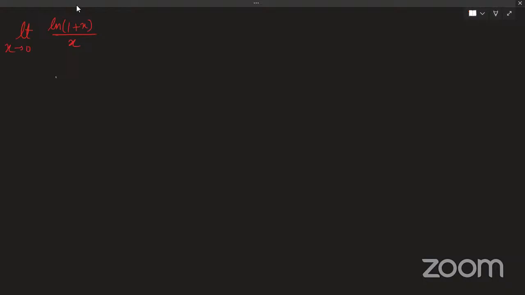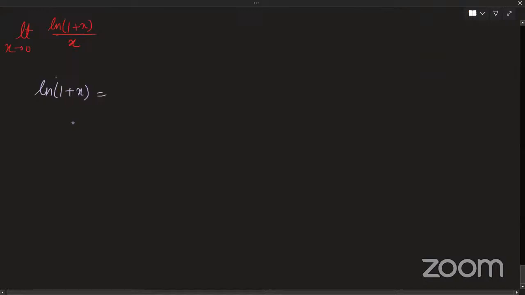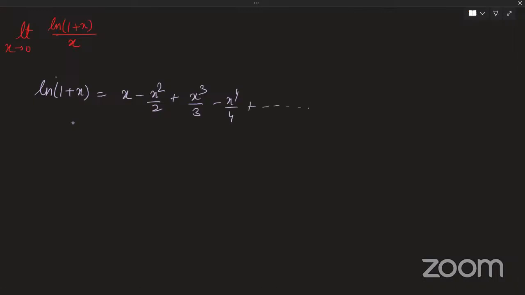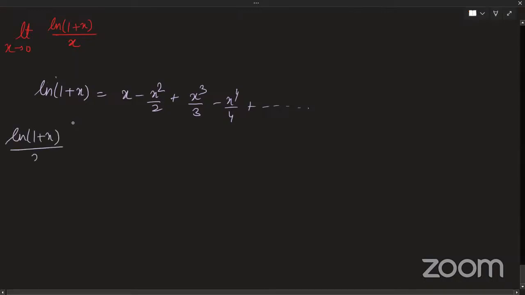Obviously, ln of 1 is 0. What is the expansion of ln of 1 plus x? Anyone? ln of 1 plus x is x minus x square by 2 plus x cube by 3 minus x raised to 4 by 4 and so on. So you can take ln of 1 plus x divided by x. So it is 1 minus x by 2 plus x square by 3 minus x cube by 4 and so on.